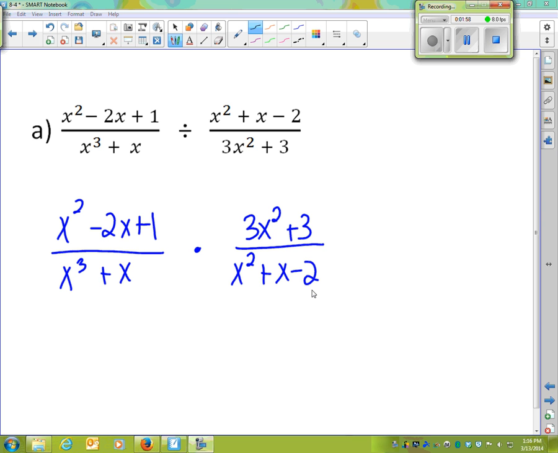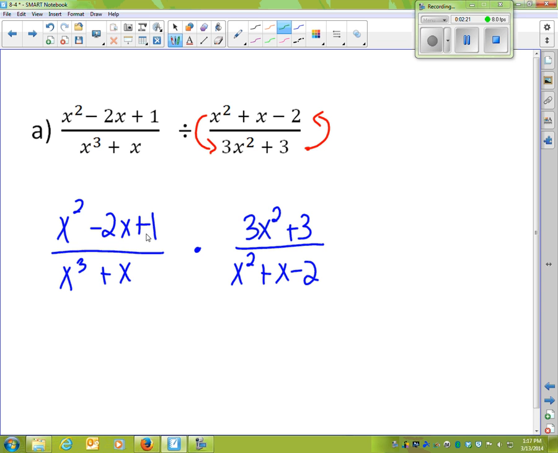The reciprocal means that I flipped my fraction. What was in the denominator, I've moved to the top, 3x squared plus 3. And what was on top, I've moved to the bottom, x squared plus x minus 2. Step 1. Step 2, I need to factor everything that I can.